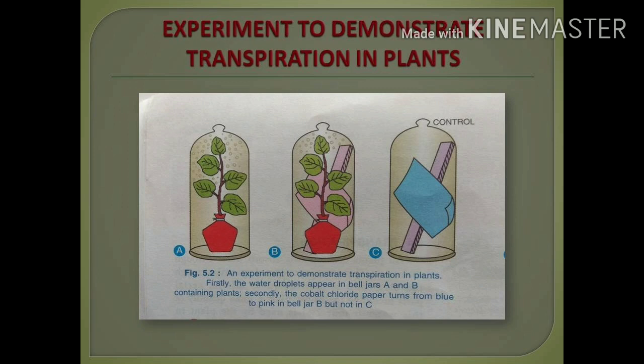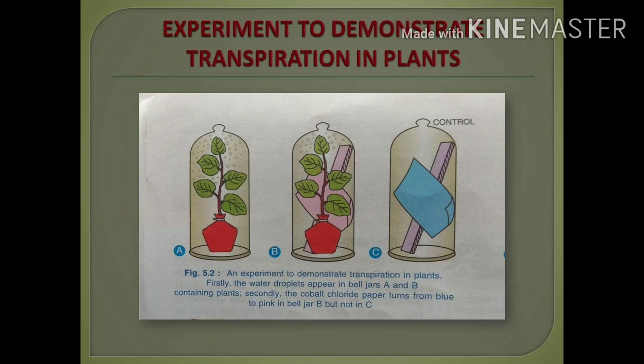In the diagram you can see you have to arrange the setup as A, B and C. First, in A, you have to take a broad leaf potted plant and cover the pot with a polythene bag to avoid the evaporation of water, and cover this pot along with the plant with the help of the bell jar.